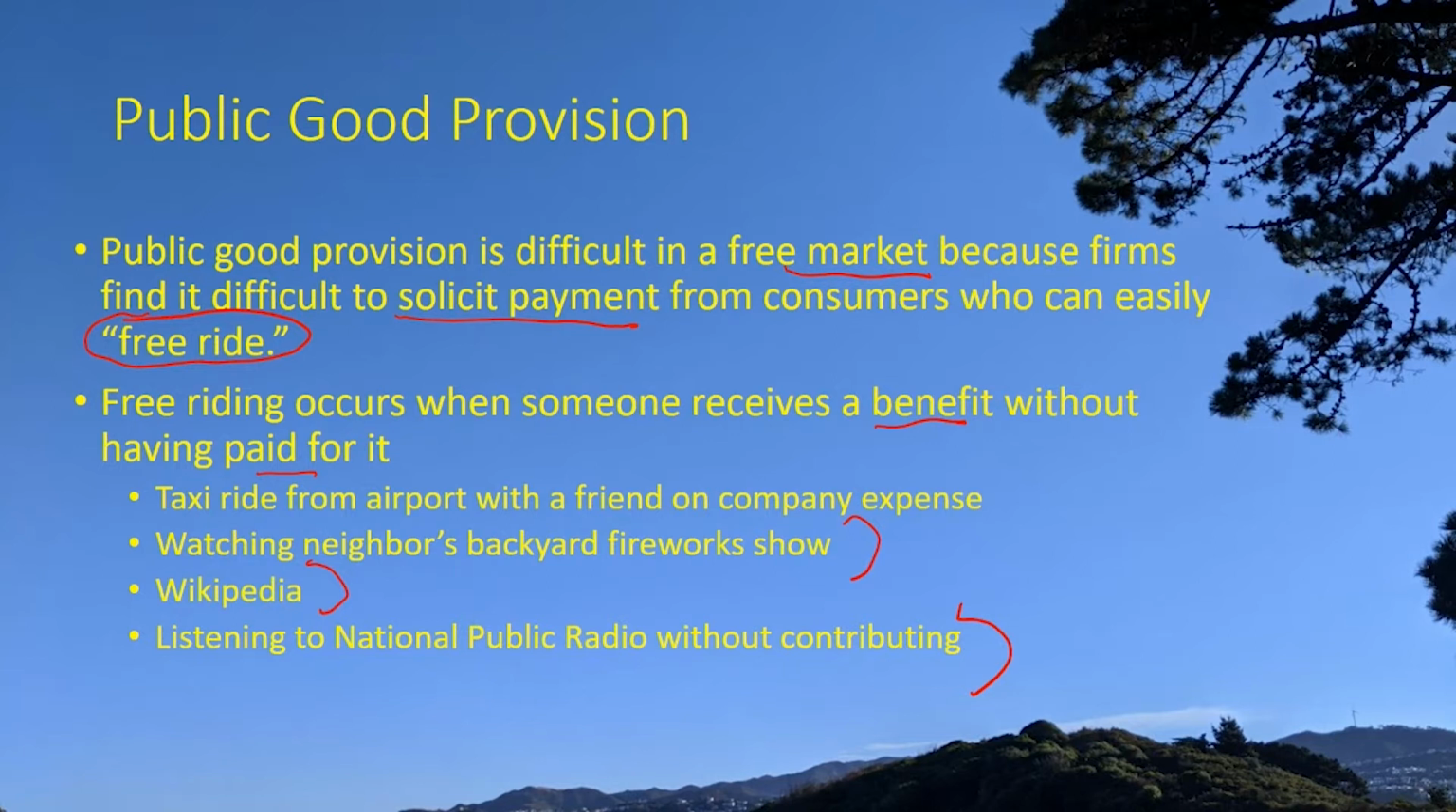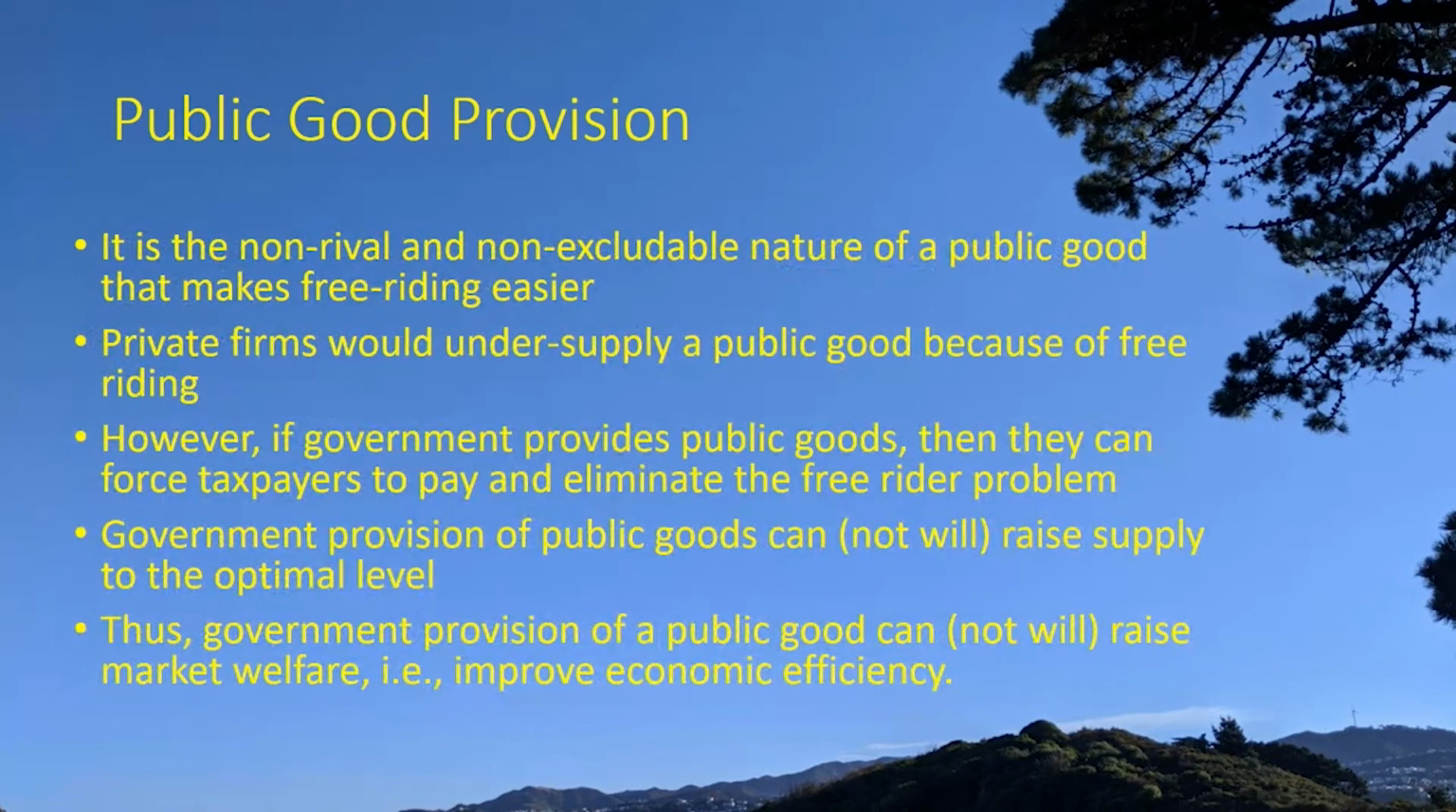Okay, let's go on. It's the non-rival and non-excludable nature of a public good that makes free riding easier. Okay, here's what happens though. Let's suppose we allow private firms to open up and try to supply a public good. What would happen? Analysis suggests that because of the difficulty of raising money to support the provision of the public good, because free riding is a possibility, you're likely to get a bunch of free riders. And that means the private firms are quite likely to undersupply the public good if they supply it at all.